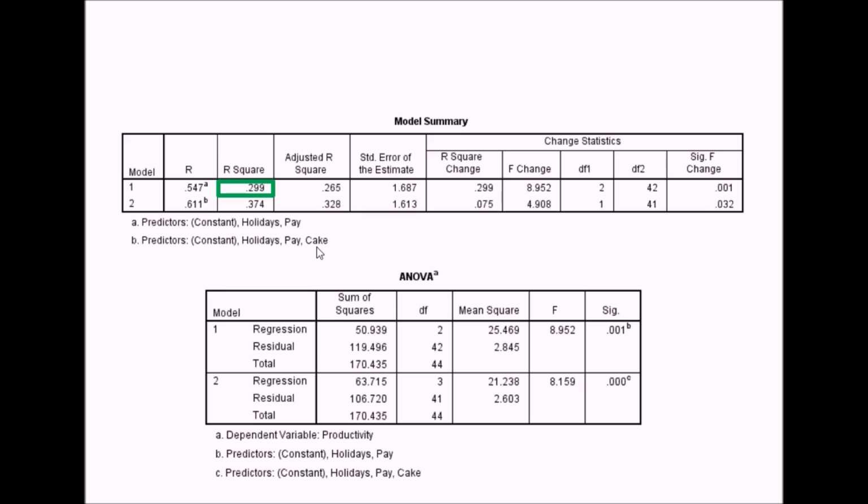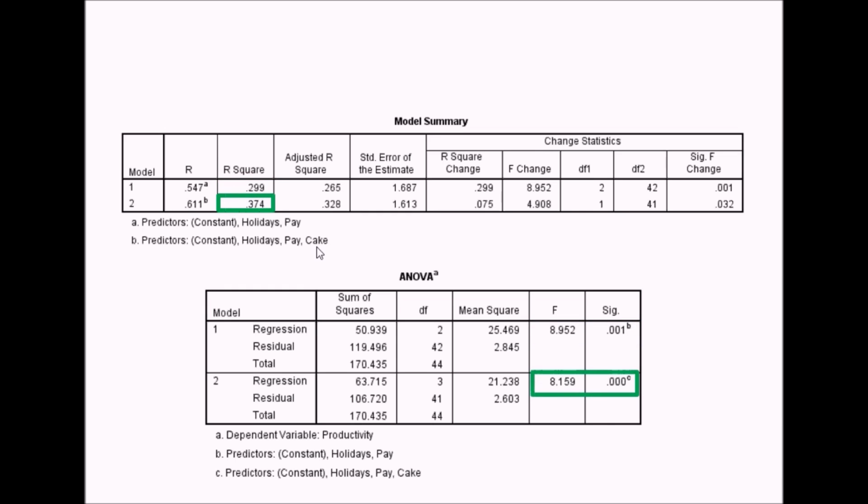And the R-square statistic for model 1 was 0.299, so nearly 30% of the variance in the outcome was accounted for by the combination of holidays and pay. And you can have a look into the second box, the ANOVA table, and this gives you whether this was a significant proportion of variance. So was this a significant model over the baseline model?